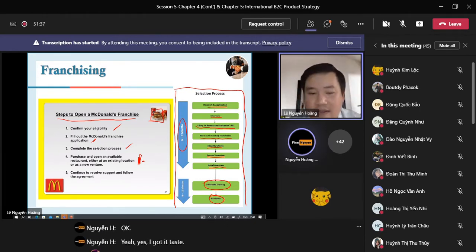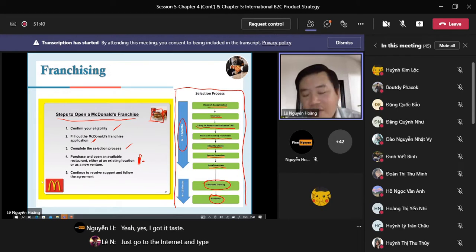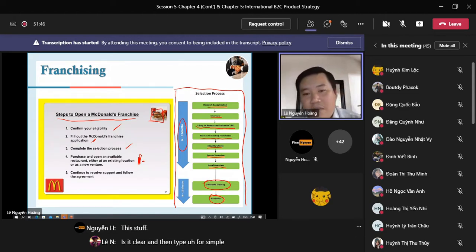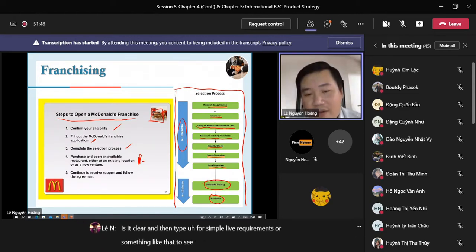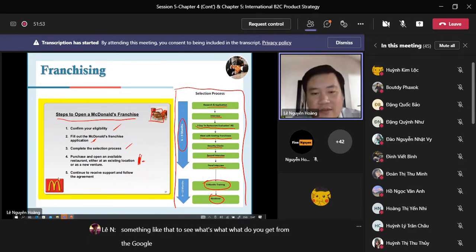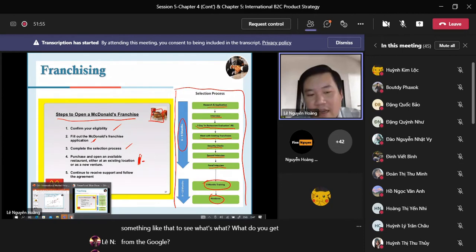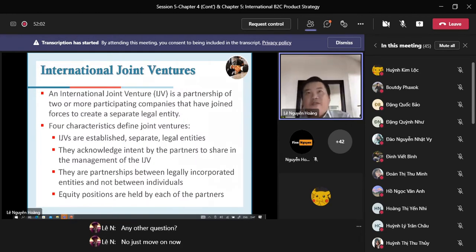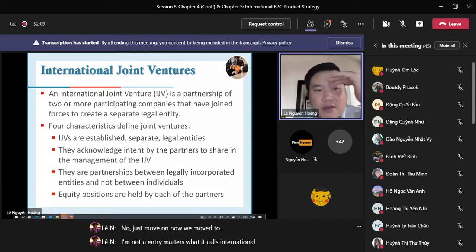Just go to the internet and type the name of your licensor. Is it clear? Then type, for example, requirements or something like that to see what you get from Google. Okay. Any other question? No? Just move on. Now we move to another entry method, what they call international joint ventures.